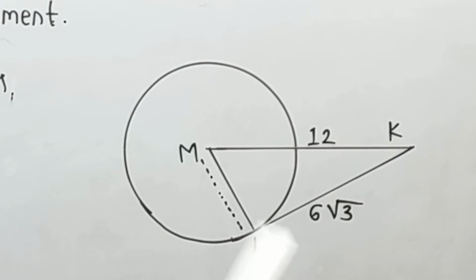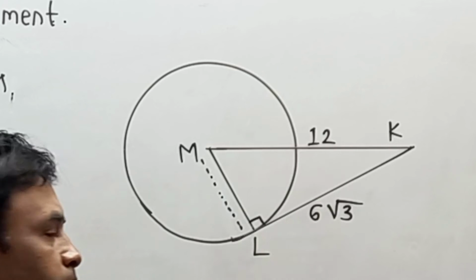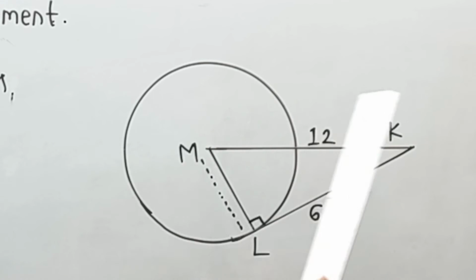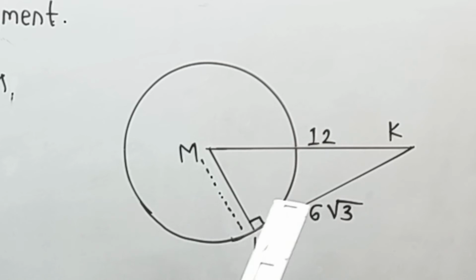Now we have an advantage here. If ML is a radius and KL is a tangent, then this angle is 90 degrees. And if triangle MLK is a right angle triangle, then we can simply use the Pythagoras theorem. That means ML square plus LK square is equal to MK square, so ML square plus 6 root 3 bracket square is equal to 12 square. After simplification we will get ML square, and then we can calculate ML, and definitely we are taking the process in terms of the Pythagoras theorem. So writing that part over here one by one.